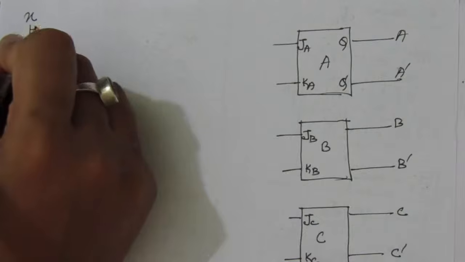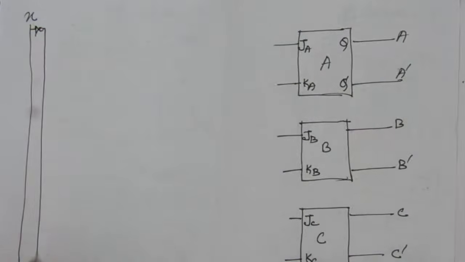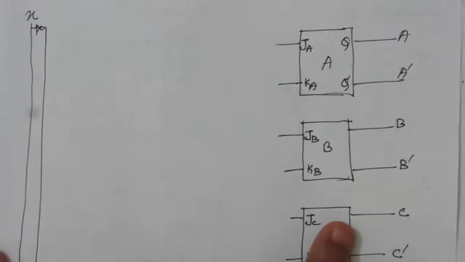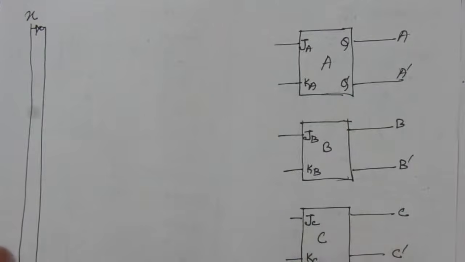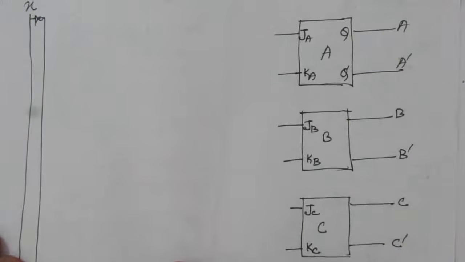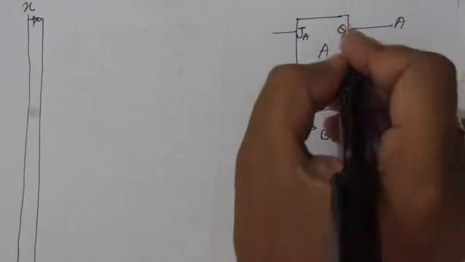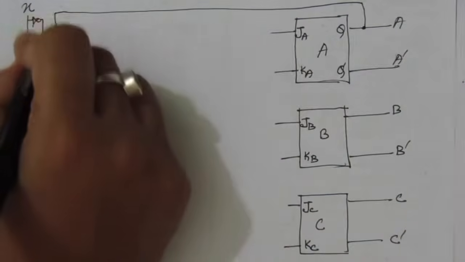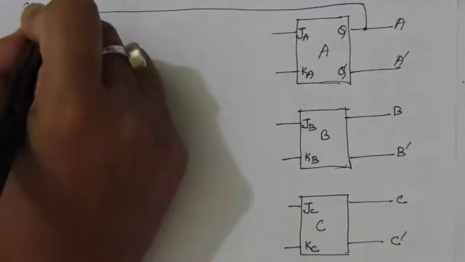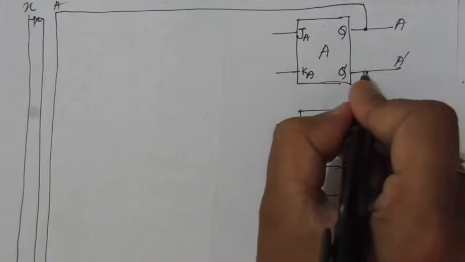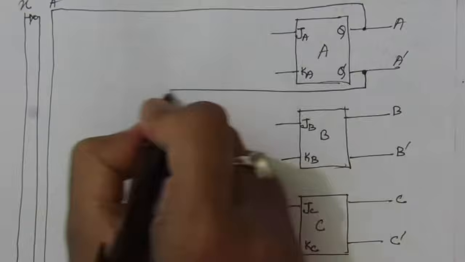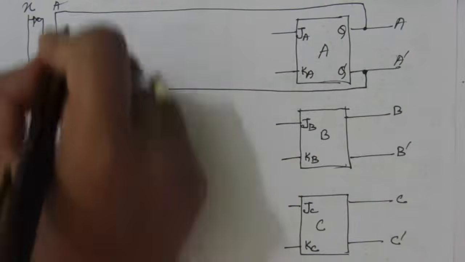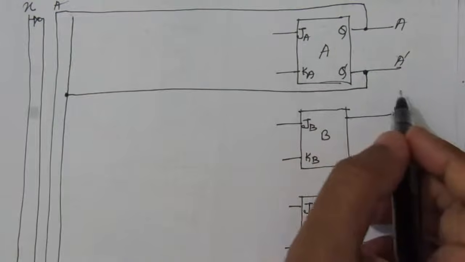So we'll use here an inverter. So here we'll have X bar. In the expressions of JA, KA, JB, KB, JC, KC, we have A as well as A bar. So draw two lines. So from A, draw a line. So this is A. So from A bar, draw another line. Okay, so this will be A complement.